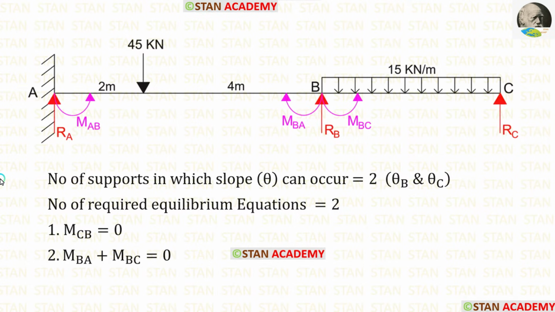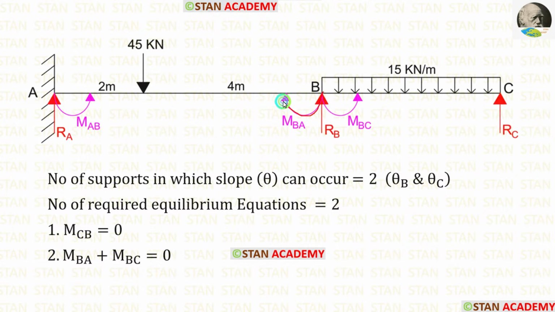The second equilibrium equation can be made in the joint. In this beam, we are having only one joint, that is the joint B. Here we can make the second equilibrium equation. In the joint, there will be two moments.